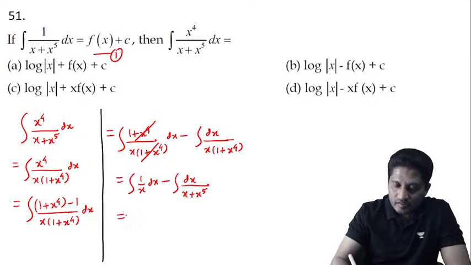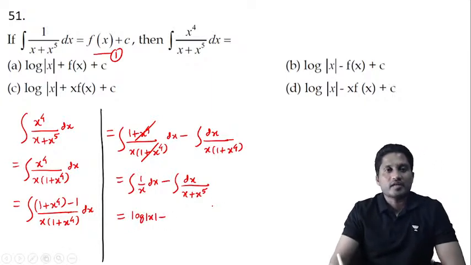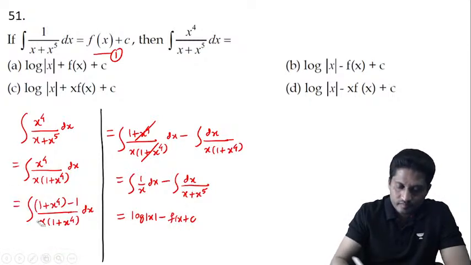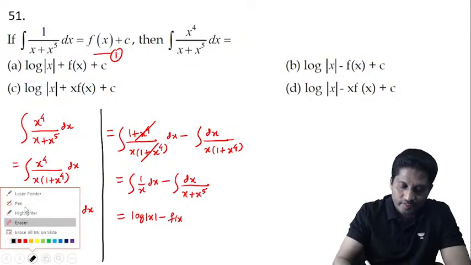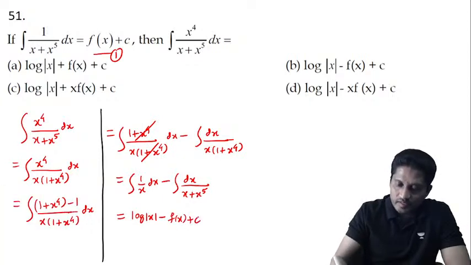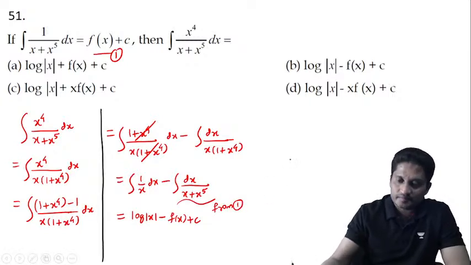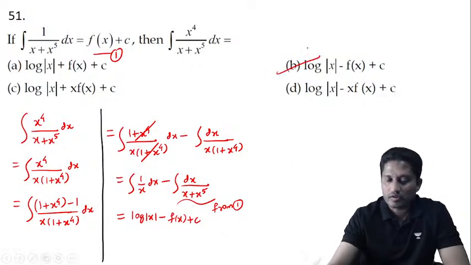Okay, so integration of 1 by x is log x minus integration of dx divided by 1 plus x power 5, which is the same as fx plus c. This is from equation 1. So this will be fx plus c, and this fellow is from equation 1. Using equation 1, you get log x minus fx plus c. Answer is option B.